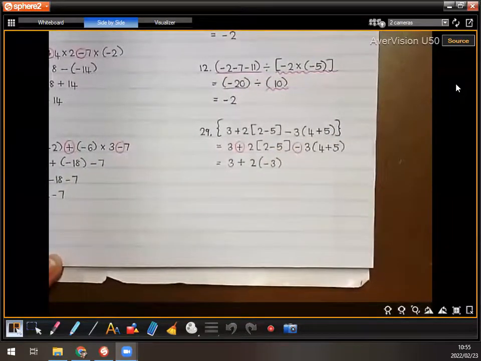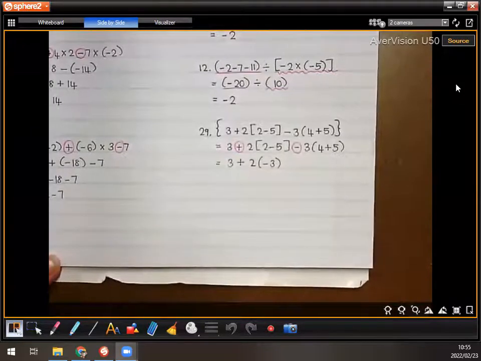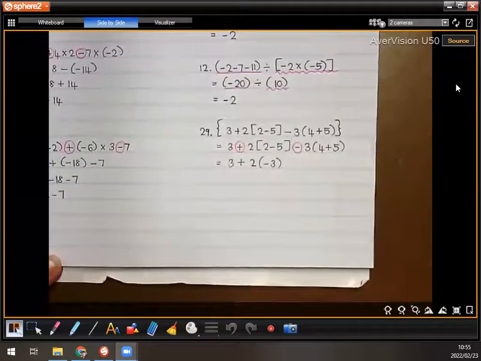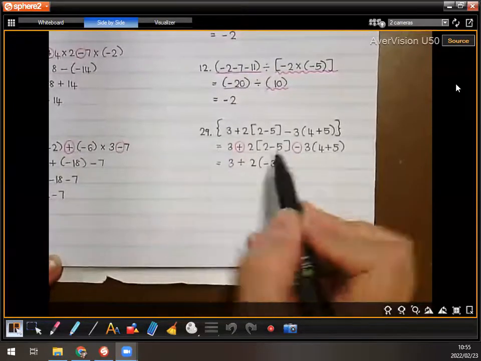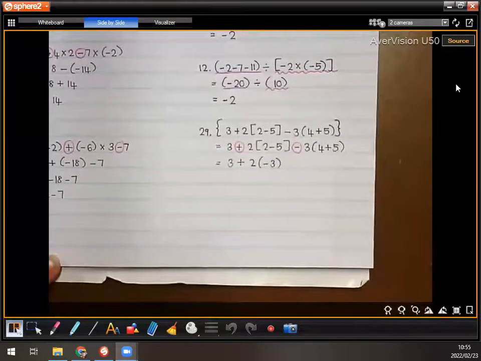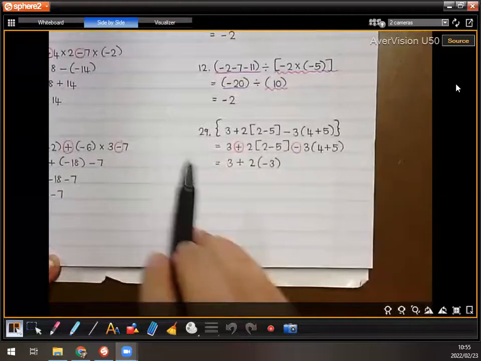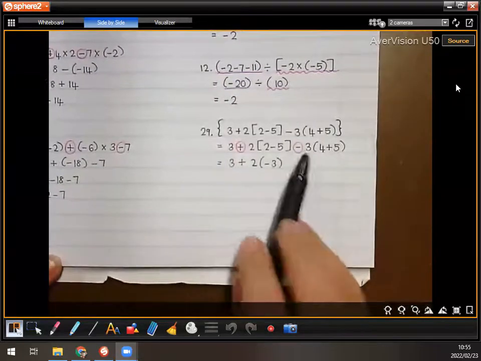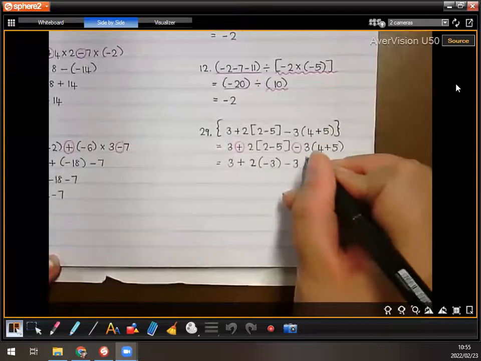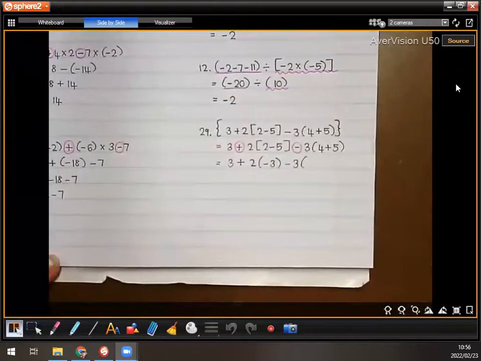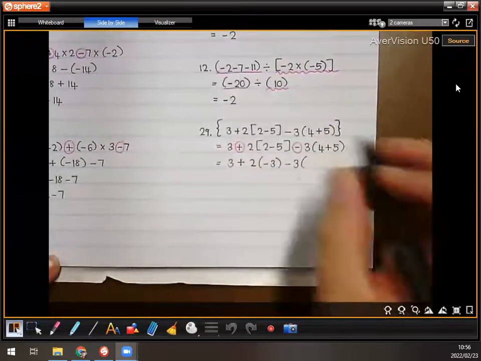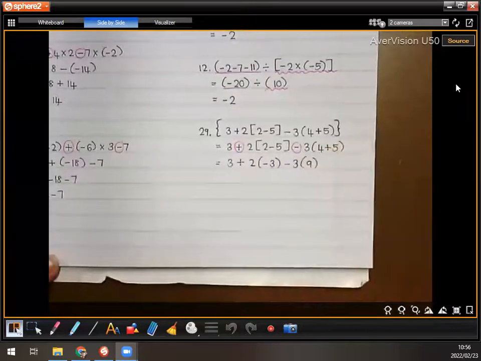All right, 2 minus 5, negative 3. Now guys, they used square brackets in the question, but again, we can actually use any bracket, right? It doesn't have to be square brackets. I think they just want you guys to get used to different types of brackets. So you can use round brackets if you want. Minus 3. In the bracket, what's 4 plus 5? 9.